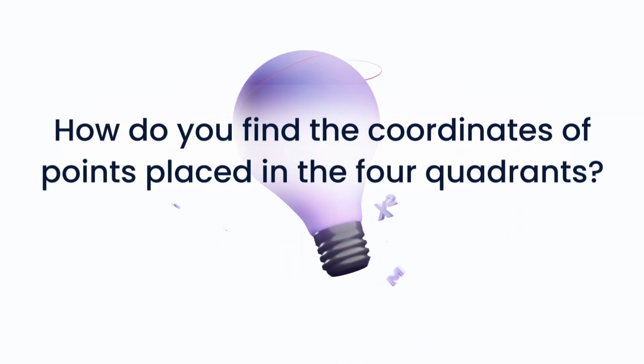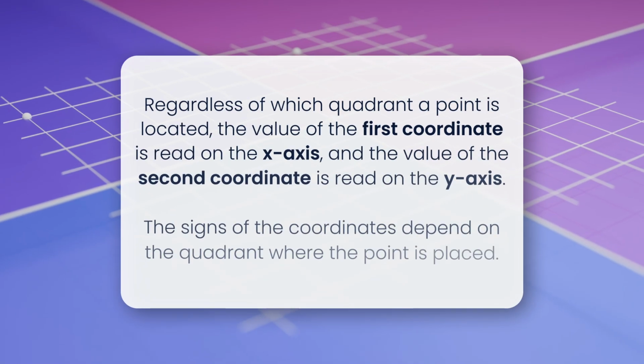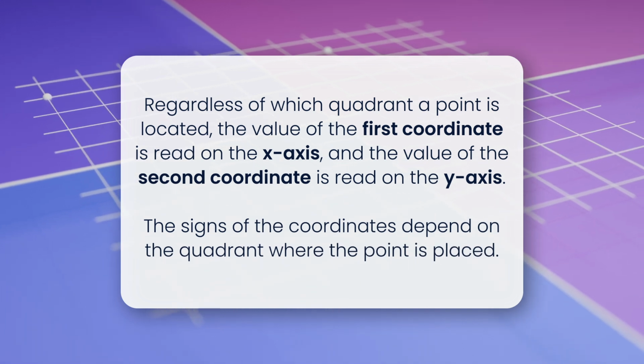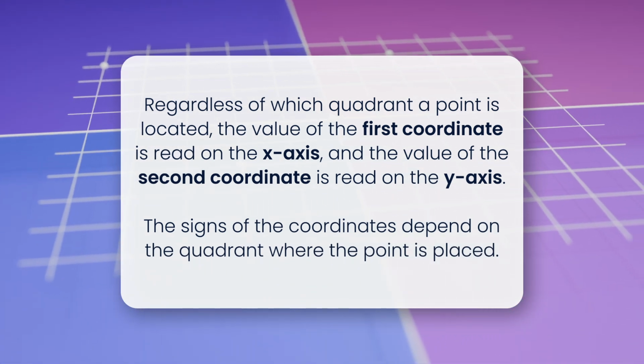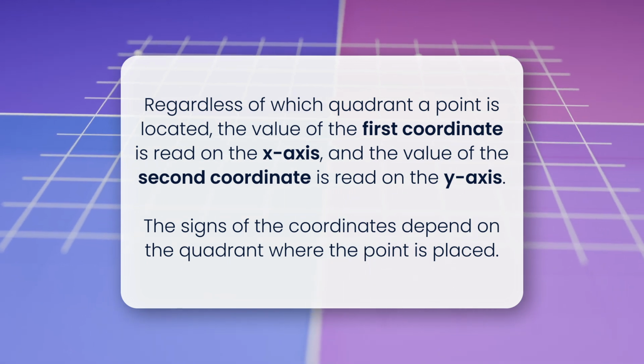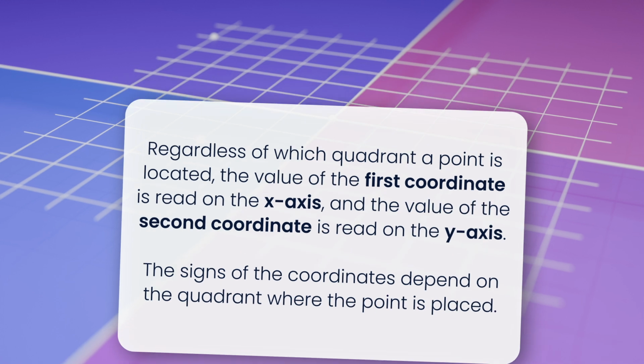How do you find the coordinates of points placed in the four quadrants? Regardless of which quadrant a point is located, the value of the first coordinate is read on the x-axis, and the value of the second coordinate is read on the y-axis. The signs of the coordinates depend on the quadrant where the point is placed.